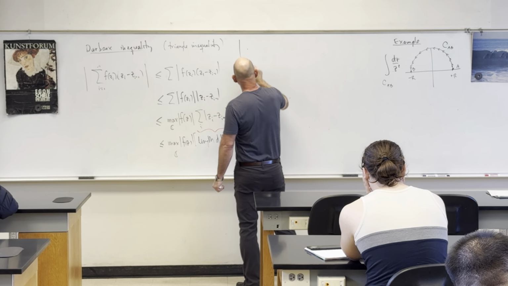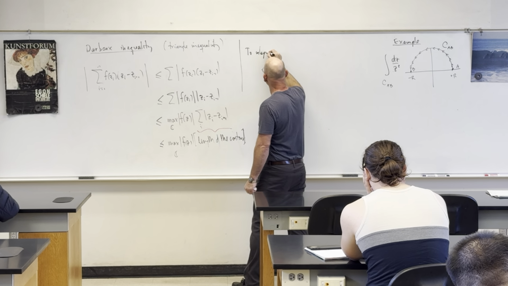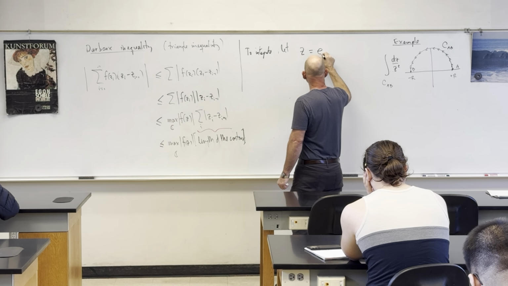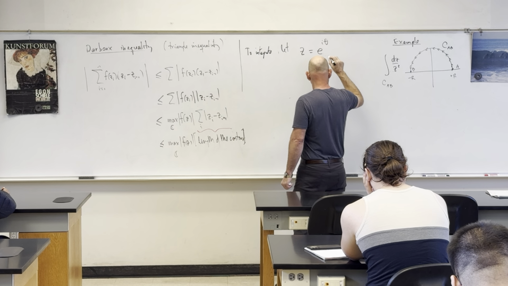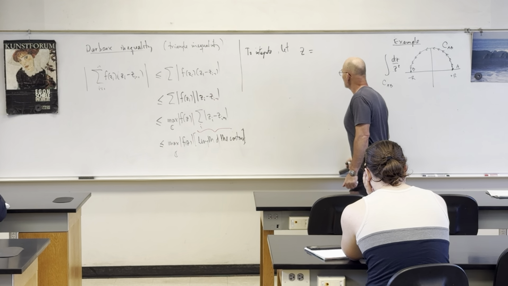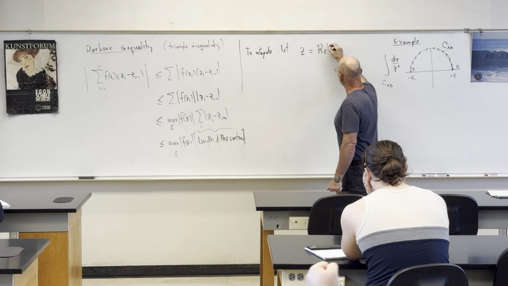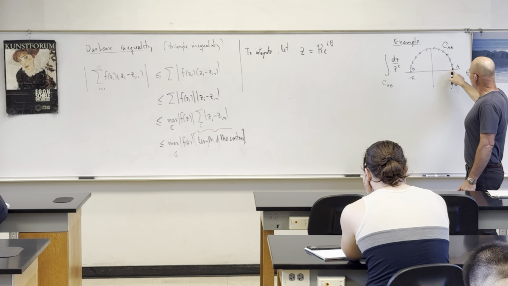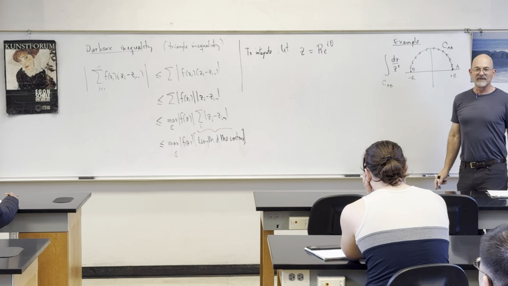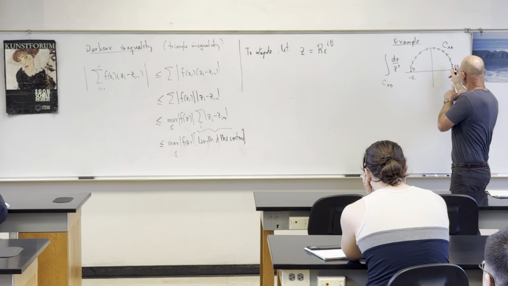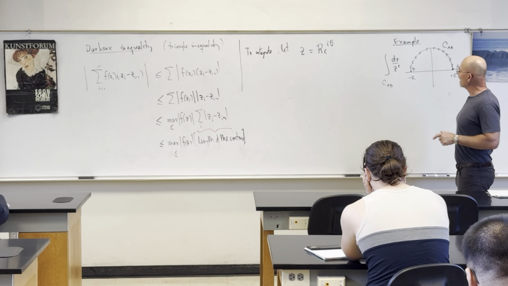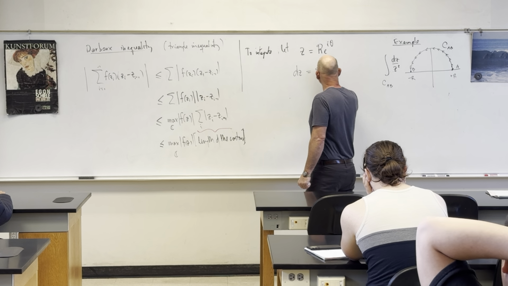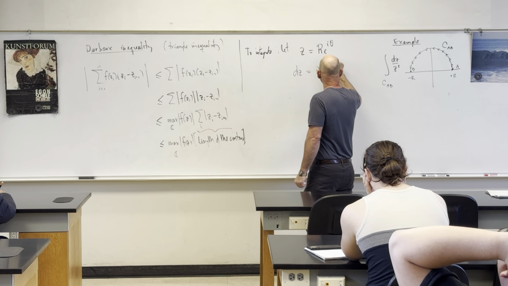So to do this integral, let Z equal R e to the I theta. Then when theta is 0, I'm here, and when theta is pi, I'm there. And theta is the parameter for this curve that takes us clearly through the big arc in the complex plane. dz is just I r e to the I theta.